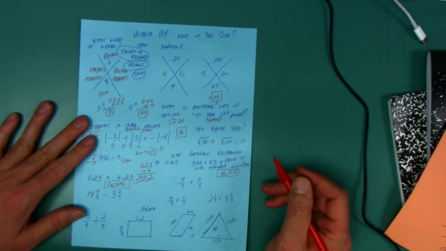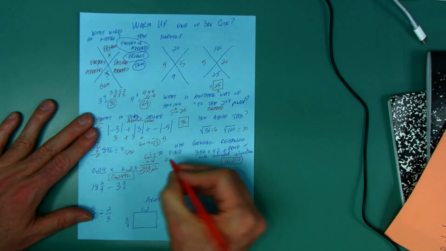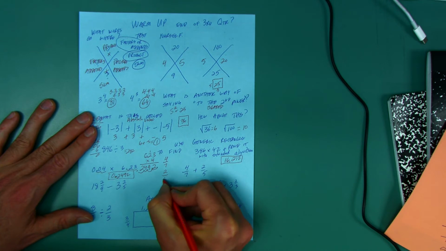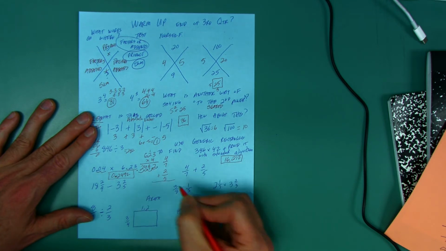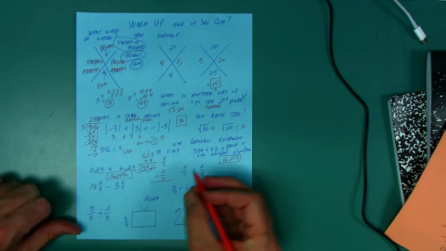4 sevenths plus 2 fifths. You cannot add sevenths and fifths. Why? They have different denominators. It's like adding pesos and dollars, right? You have to change the pesos to dollars or the dollars to pesos, or both of them to like Japanese yen or euros or something, right?